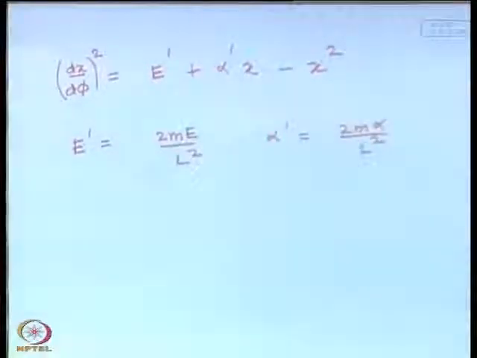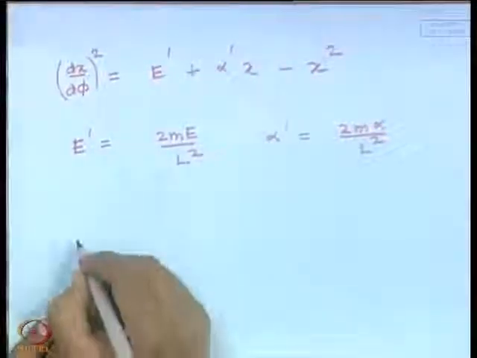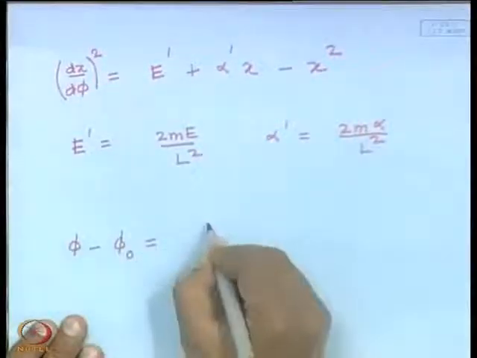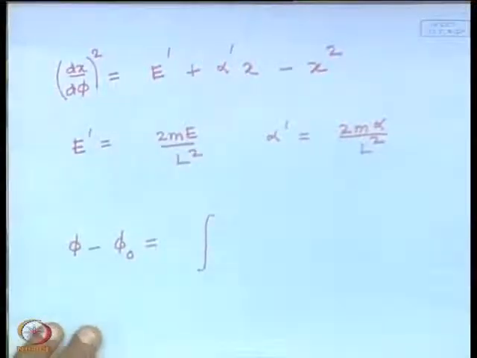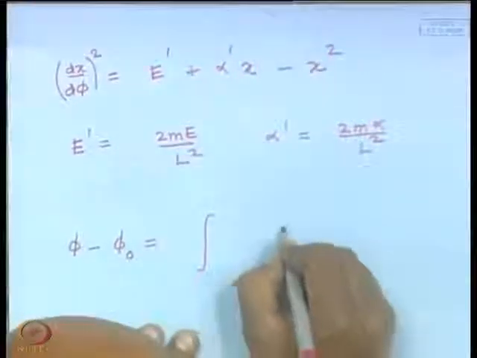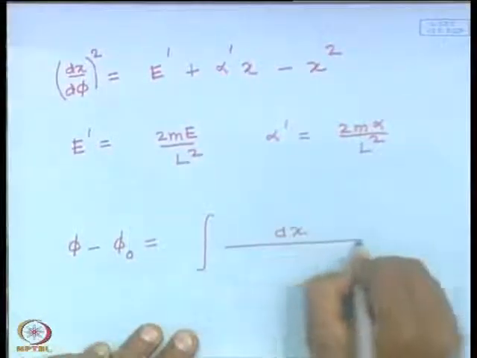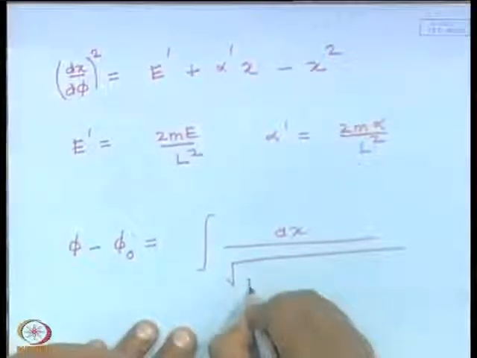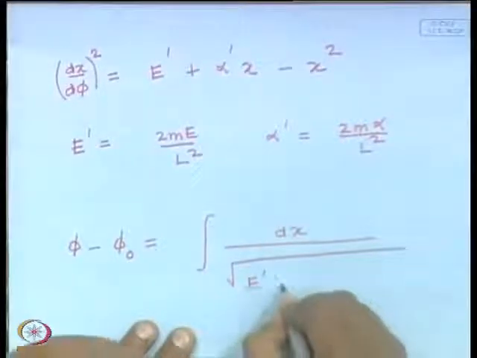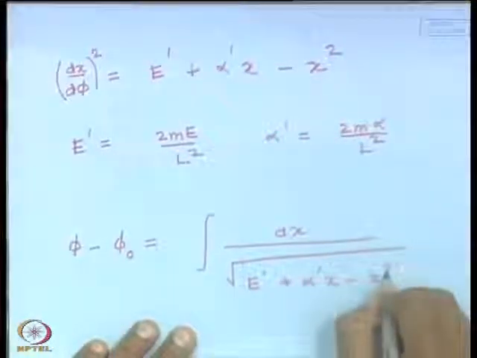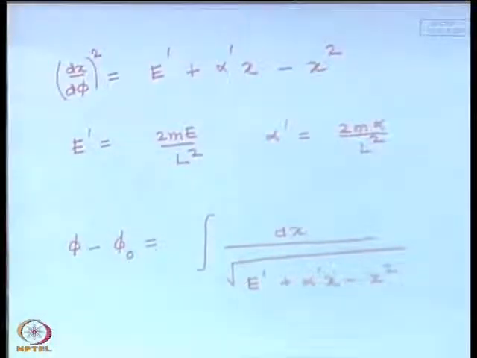And this can be integrated straight away, it is not difficult at all. If you integrate this, what you get is phi minus phi 0, where phi 0 is an arbitrary constant of integration, equal to the integral of dx divided by the square root of E prime plus alpha prime x minus x square. Right. So, we have obtained a formal solution.